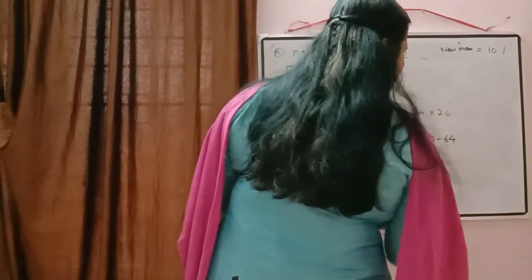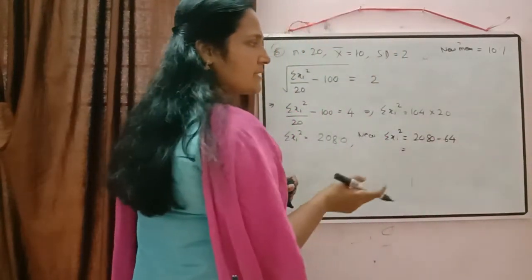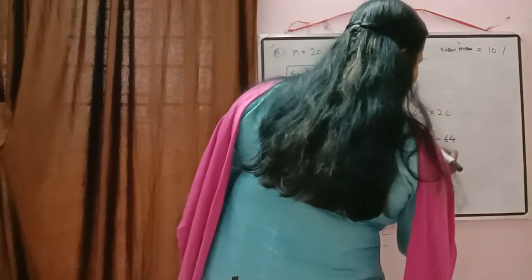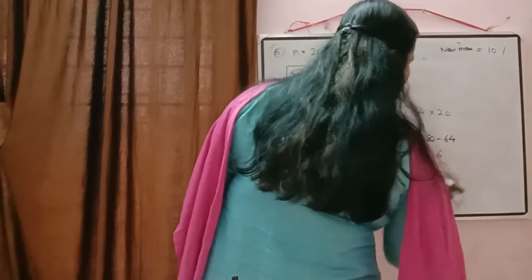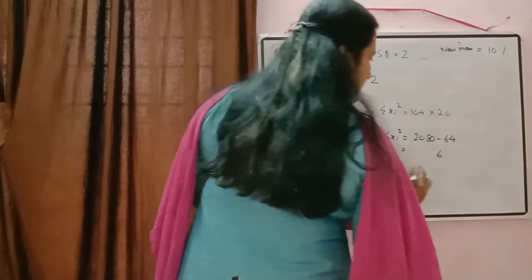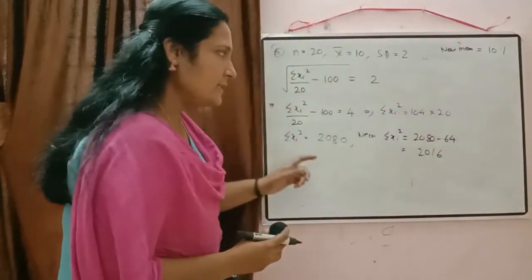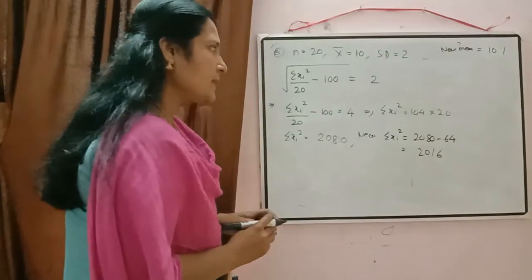So 80 minus 64. 80 minus 60 will be equal to 20. And then 20 minus 4, 16 will come. So we'll get there 2016. That is the new value of sigma xi square.